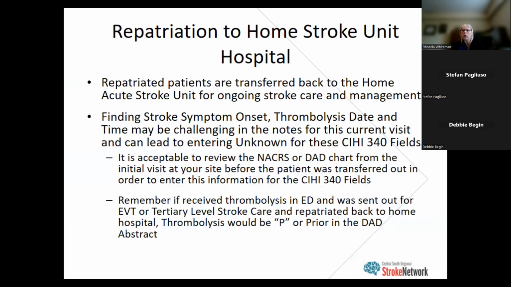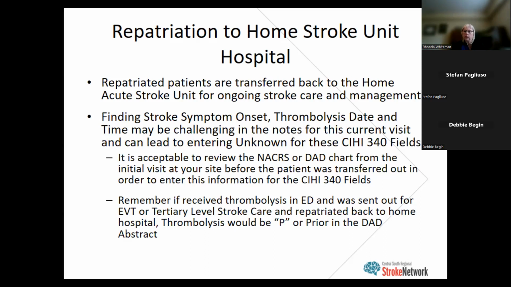abstracts. When we look at repatriation, again, patients who are being repatriated back to their home stroke hospital or unit are going for ongoing stroke care and management. Recognizing that it can be challenging to find stroke symptom onset, thrombolysis date and time if the patient received it in the current visit, can lead to unknowns in completing those 340 fields. It is acceptable to look at the NACRS or DAD chart from that initial visit at your site before the patient was transferred out to enter that information.